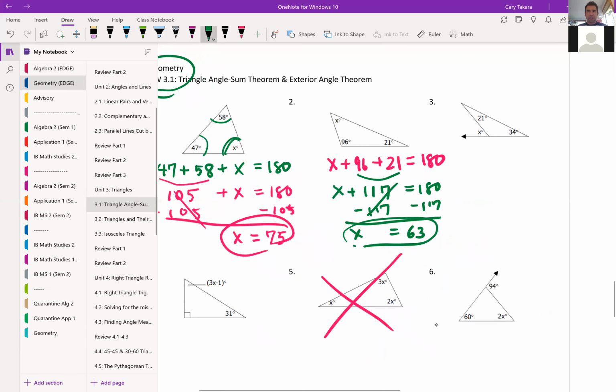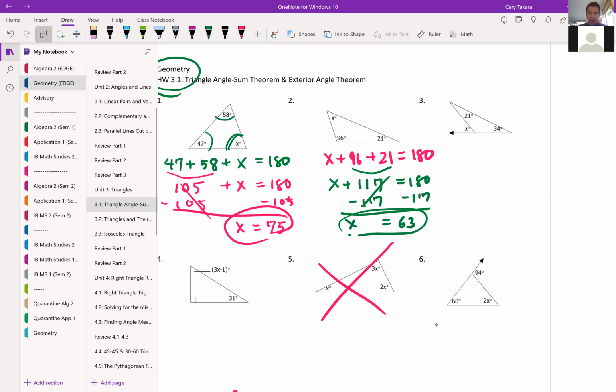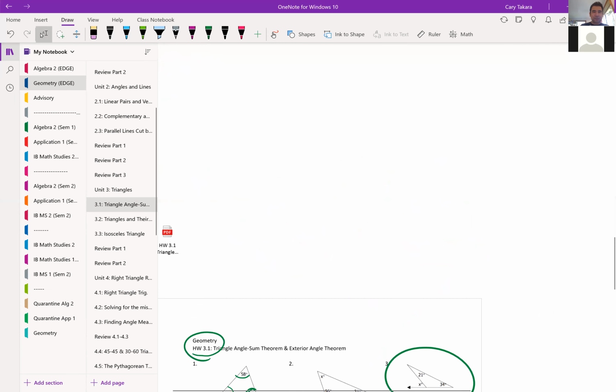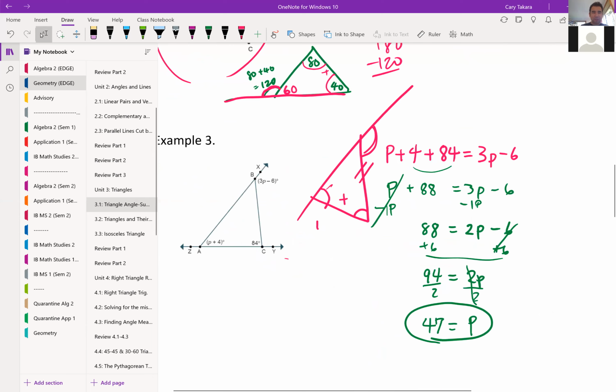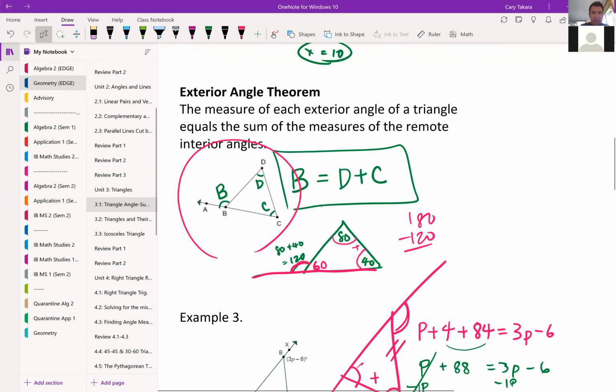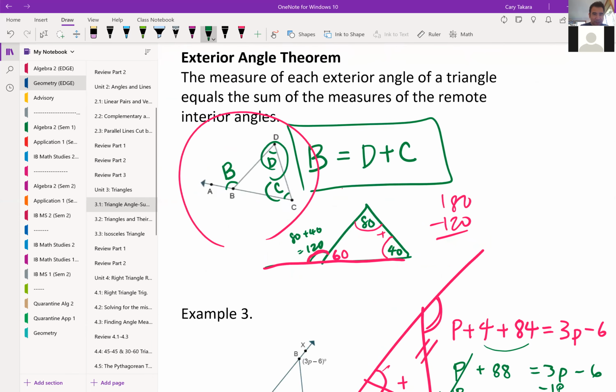Very nice. Let's work on number 3. Now, number 3, we are going to use the other theorem, the exterior angle theorem. Remember that? Again, the exterior angle theorem says these 2 inside is equal to outside. That's what the exterior angle theorem is.